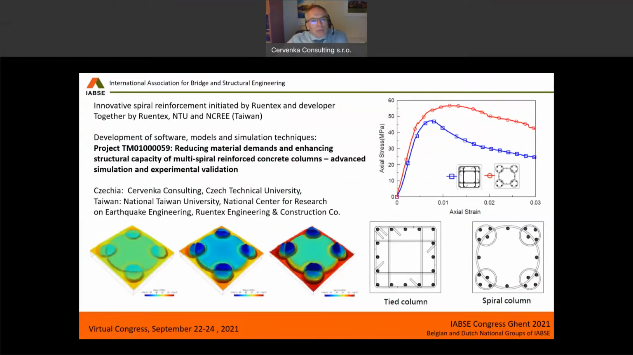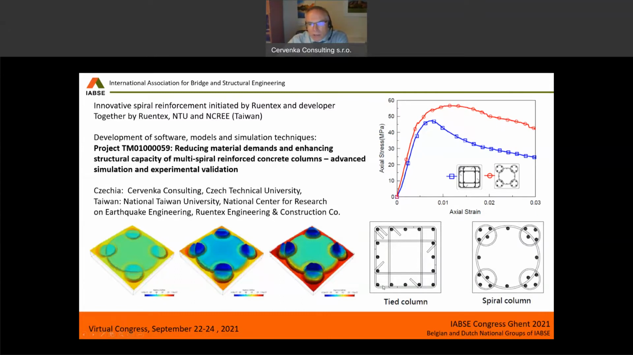So I'm talking about results which were obtained in a project funded by Czech Technological Agency, spiral reinforcement, which has been developed in Taiwan by company Ruentex in cooperation with NTU and NCREE Taiwan.